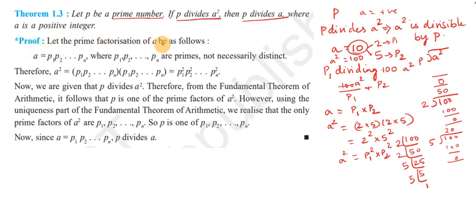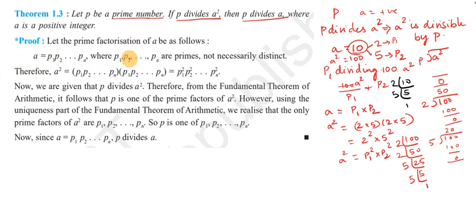Let the prime factorization of A be as follows. We know the prime factorization of A, for 10. So for 10, what can we do? We can do it as 2 5s are 10, 5 1s are 5. So that is P1, P2 and so on till Pn, depending on the number it will change.